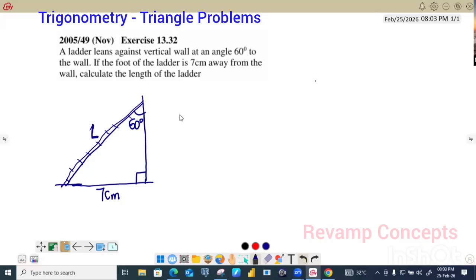So using SOHCAHTOA, you are going to have sine 60 degrees equal to the opposite, which is 7, over the hypotenuse, which is L. So L will be equal to 7 over sine 60 degrees. So L will be 8.08 centimeters.